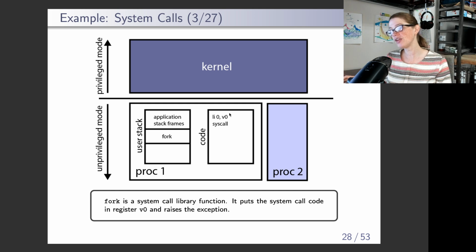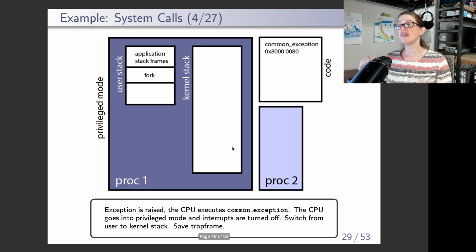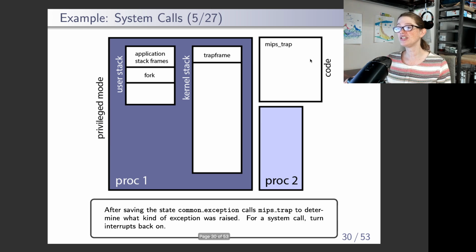So inside of the fork implementation in our system call library, we load our system call code into register V0, and then we raise the exception. The exception getting raised is going to push us into privileged mode. We're going to switch to using our kernel stack now. And now our program counter points at common exception, which has the following address here. So now what we're going to do in common exception is save the trap frame to the kernel stack. And then after saving the trap frame, we are going to call Mips trap to actually figure out what kind of exception was just thrown.